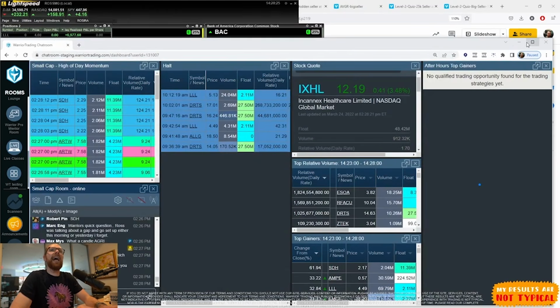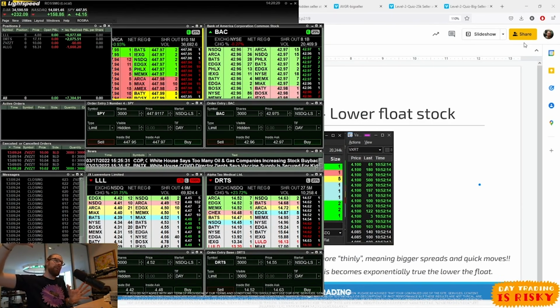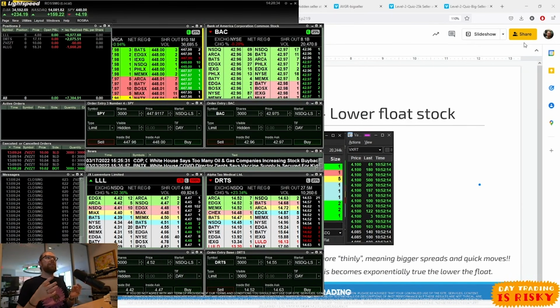So my focus each day is trying to find stocks that have the potential to make a huge move. And then even if I can only capture a small piece of it, a small piece of a big move is enough to survive.